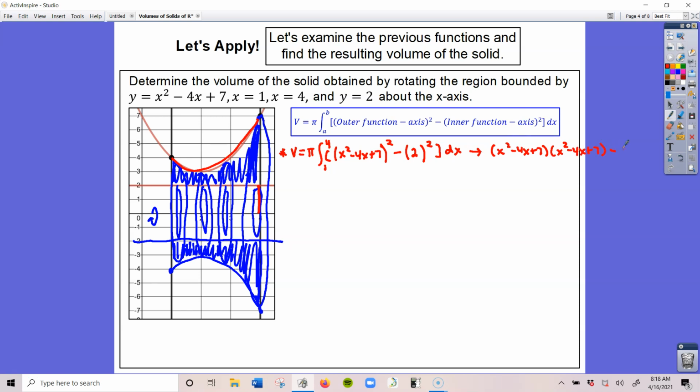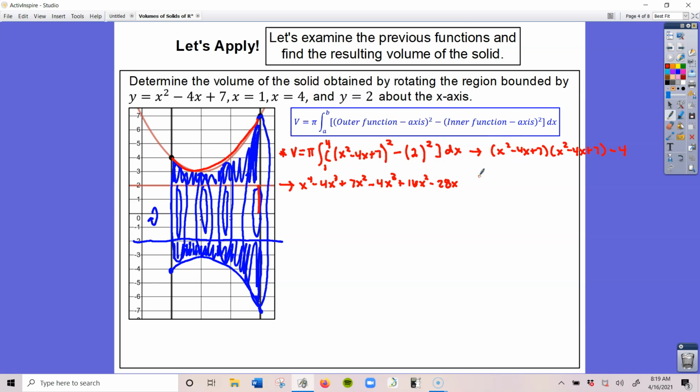And then minus 2 squared, which is 4. So let's go ahead and distribute this. So we get x to the 4th minus 4x to the 3rd plus 7x squared. Now I'm going to distribute the negative 4x, so minus 4x to the 3rd plus 16x squared minus 28x.